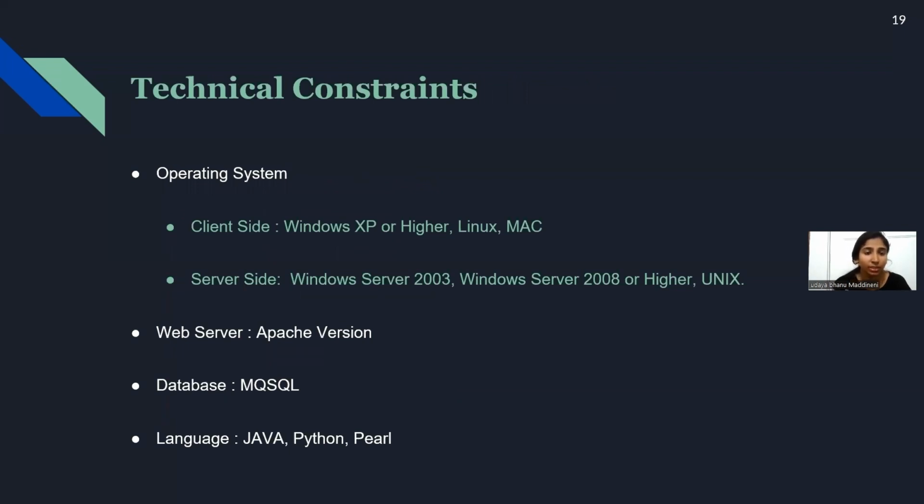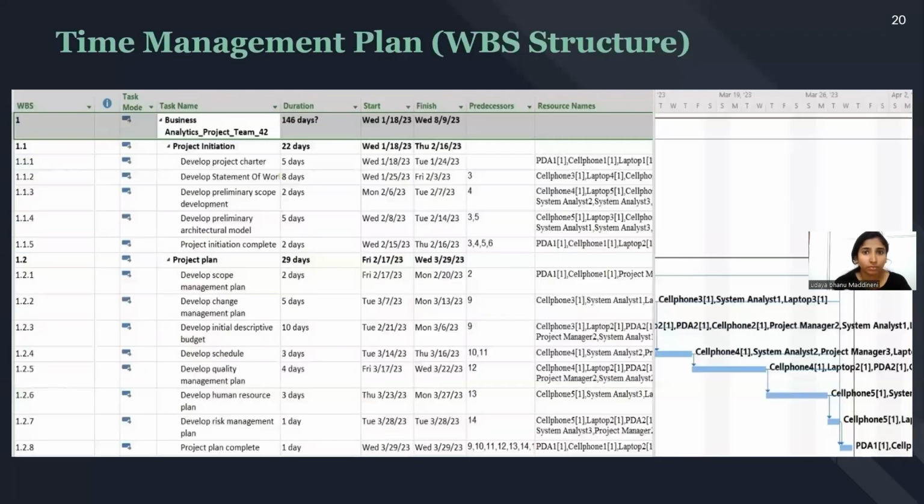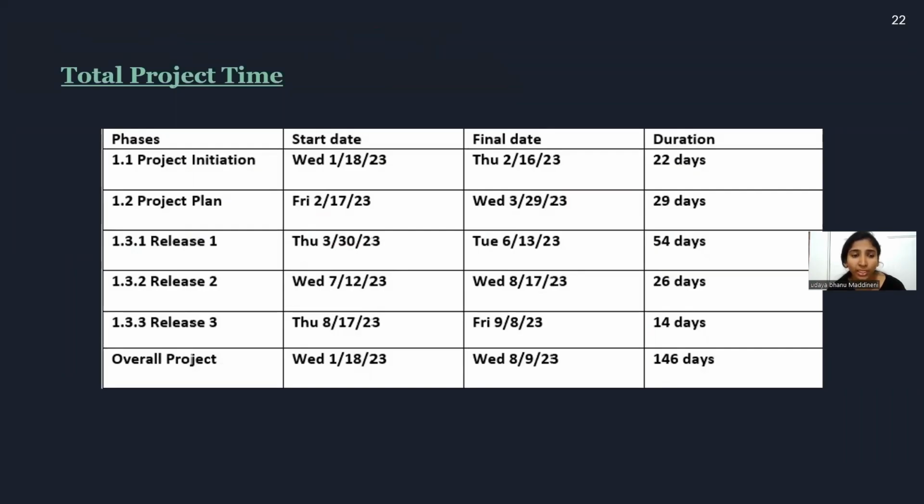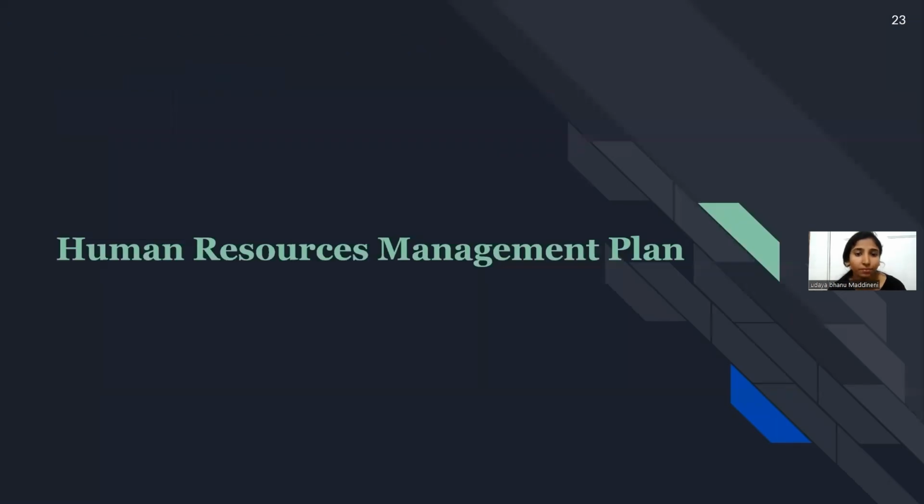These are the technical constraints involved in the project management. And coming to the time management plan, each phase is scheduled with specific time to complete the project in the given deadline. Total project time taken here is 146 days to complete the overall project. From here, Vanisha will be taking over.